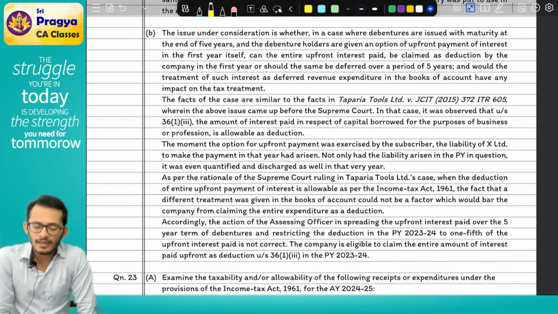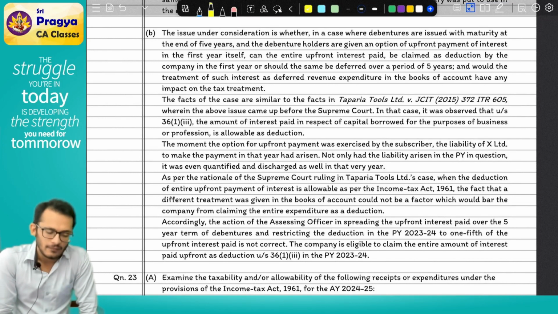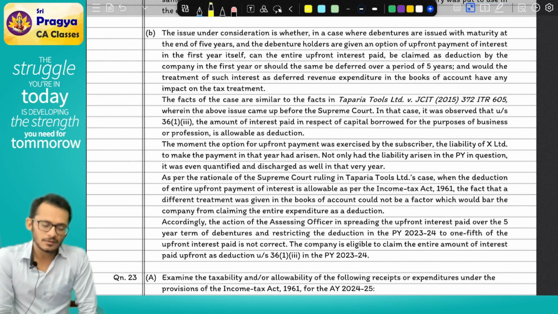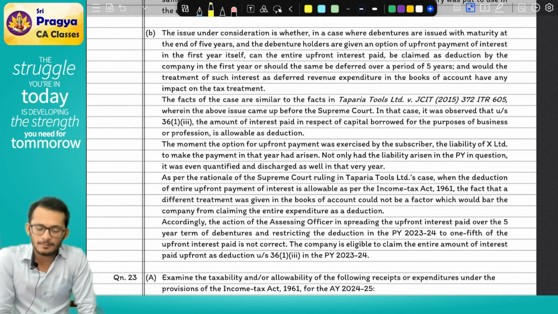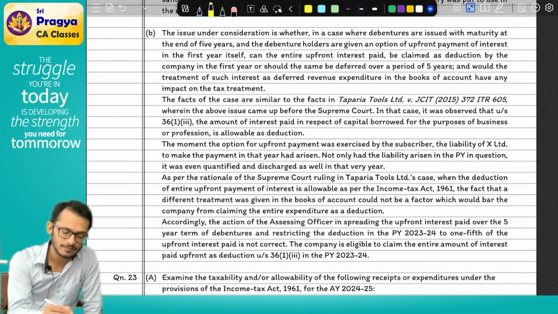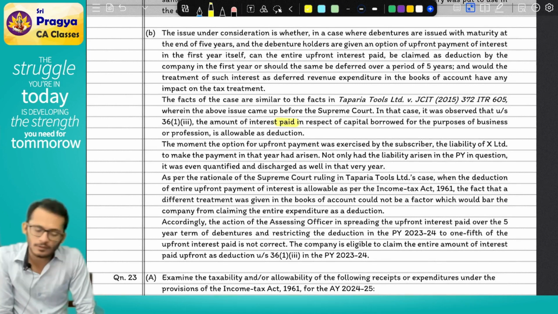The facts of the case are similar to Taparia Tools Limited versus JCIT, wherein the issue came up before the Supreme Court. In this case, it was observed that 36(1)(iii) says interest paid in respect of borrowed capital for the purpose of business or profession is allowed as a deduction. Now notice the words, it is interest paid. Which means the moment you make the payment, it is fully allowed. That is what the Supreme Court said.